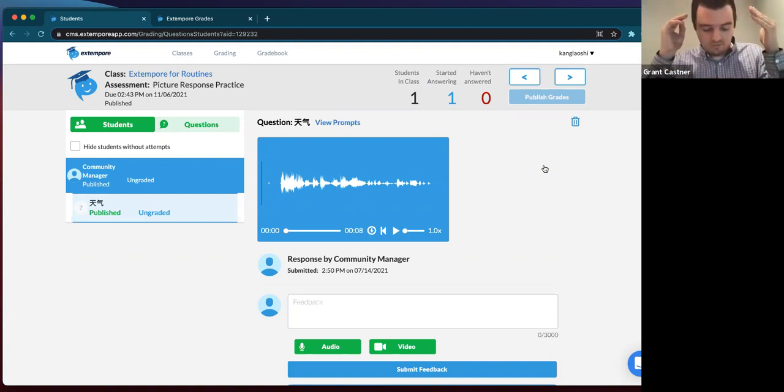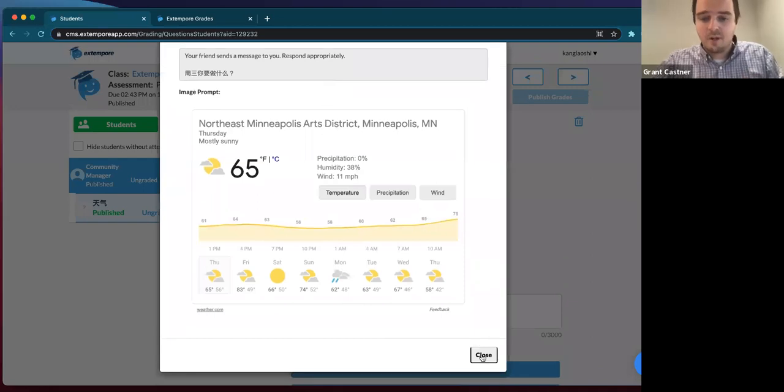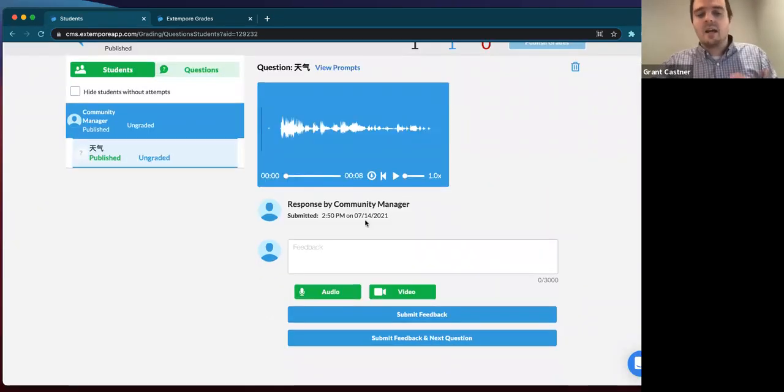You have, you know, 90 responses to score. Tell me the one that you think you did the best at, right? If you have a picture response, you have 90 responses to score. Tell your students, hey, pick one from the last two weeks to grade, right? So this is the image prompt. I can see my student's response. And again, I can give audio, video, or text feedback, and then the student will see that.